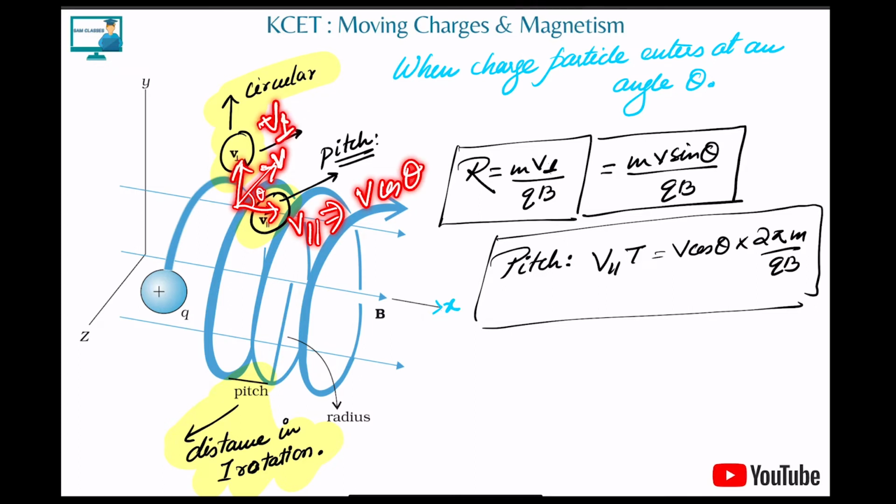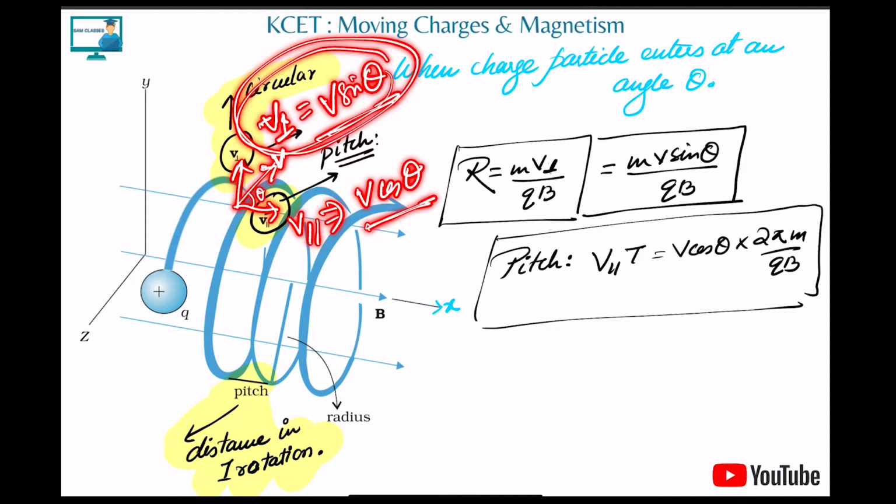We've already done this in projectile motion also. So we are breaking it into two parts, one is v parallel, one is v perpendicular. Now v perpendicular is v sin theta and v parallel is v cos theta. Now you understand this perpendicular component will make a circular motion. This perpendicular component will make the charged particle move in a circle, but this v parallel will push it forward also.